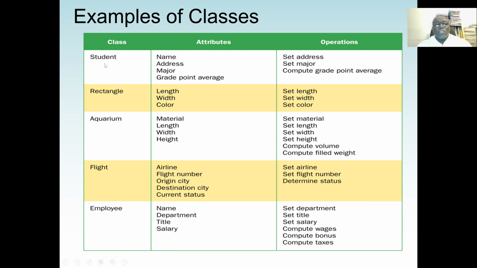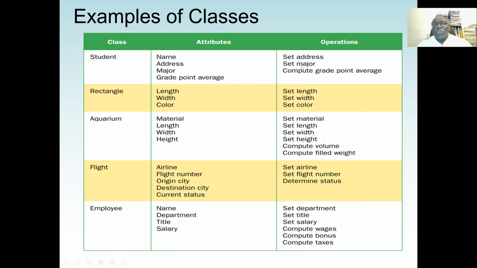So we have a first example of a student. If we have a student class, the attributes or characteristics of a student can be the name, the address, the major, or GPA. For example, a student class may not have a salary or hourly rate, because we assume that a student is not an employee here. So these are some of the attributes.